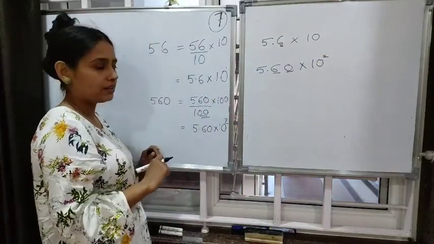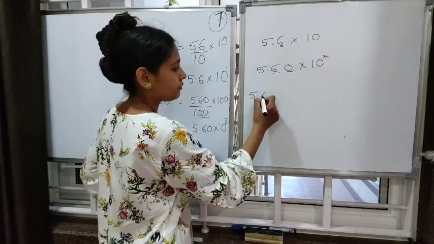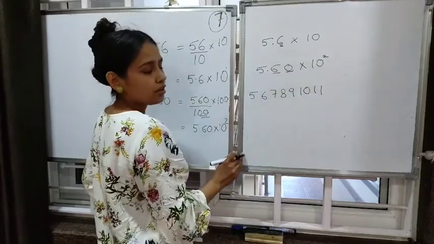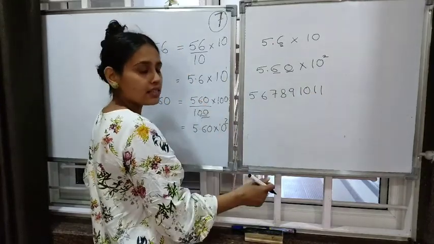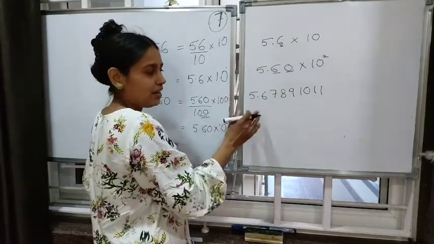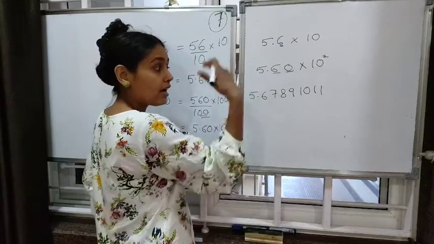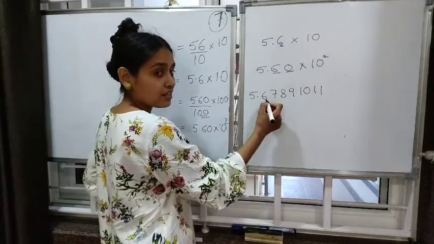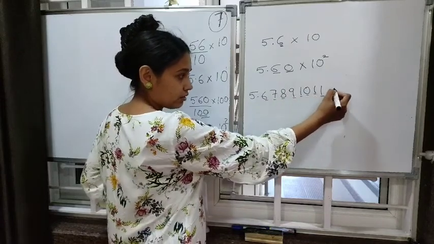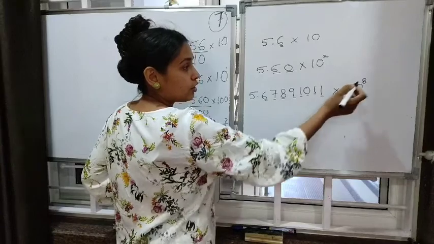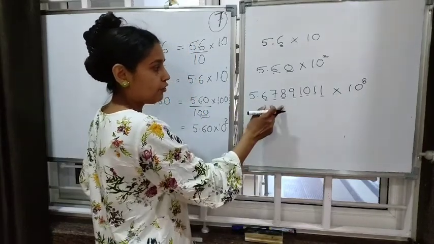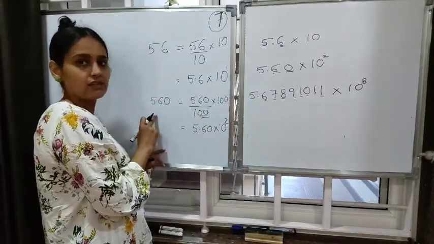Okay, let's take another example. Suppose this is the number. From the left side, put the decimal. Then count the number of decimal places. 1, 2, 3, 4, 5, 6, 7, 8. 10 to the power 8. Got it? Is it clear? If you want to do it this way also, yes, we can.